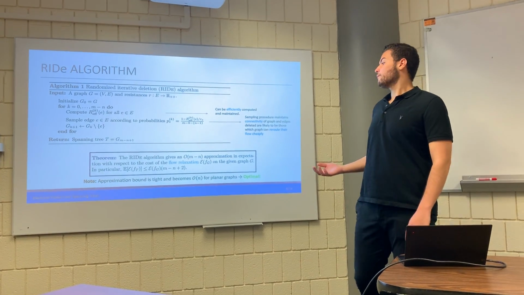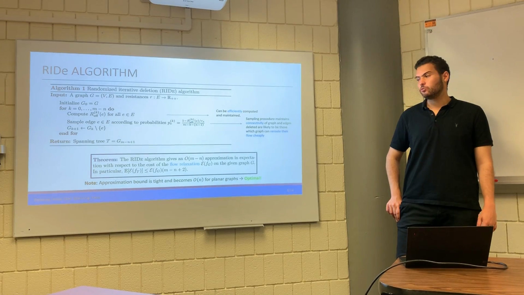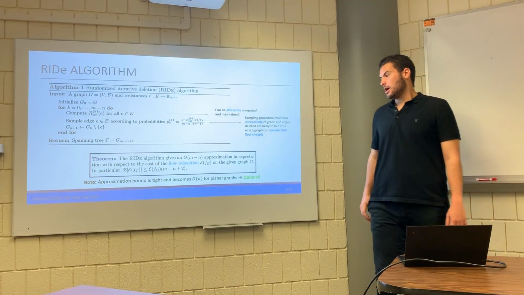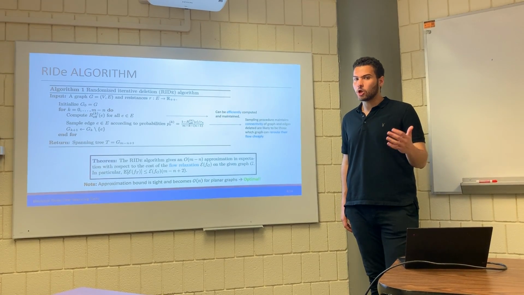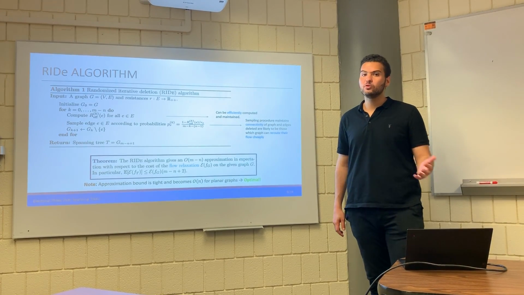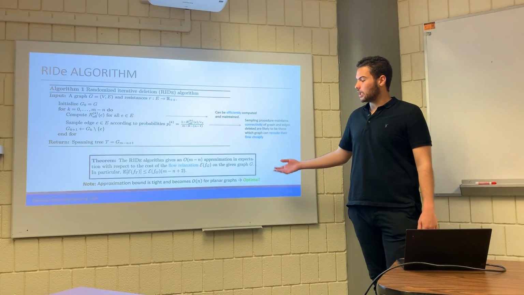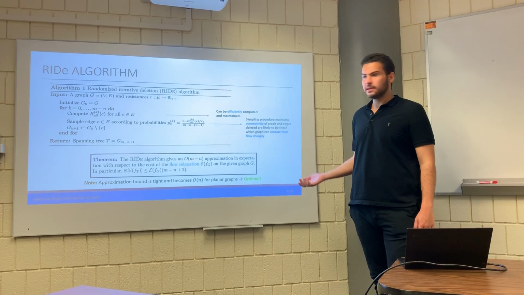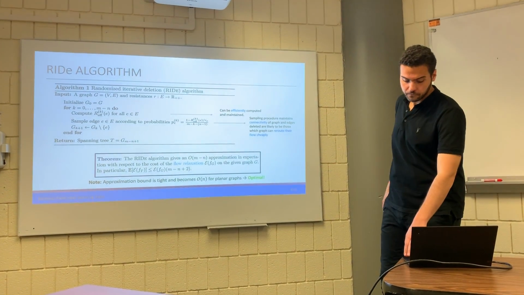We can then show the following theorem, which says that RIDE has an O(m minus n) approximation with respect to the flow relaxation. It's imperative to note that this is with respect to the flow relaxation, not the optimal spanning tree, and the flow relaxation is a very loose lower bound. As I previously discussed, this becomes an O(n) approximation for planar graphs, and this is essentially optimal with respect to the flow relaxation. You cannot do better than that.